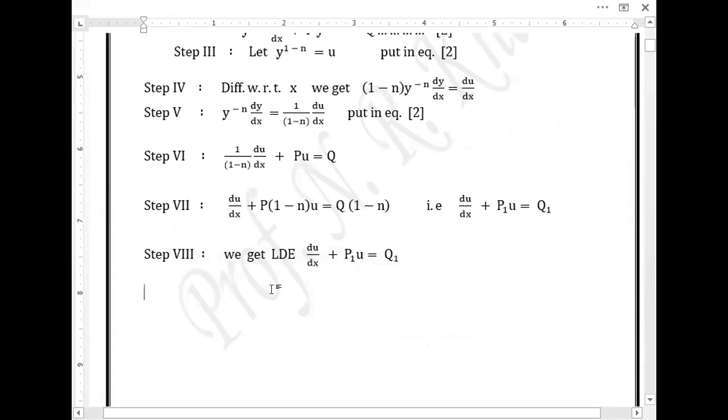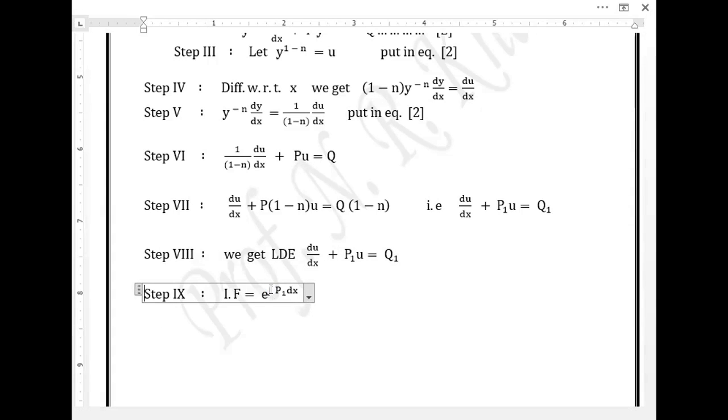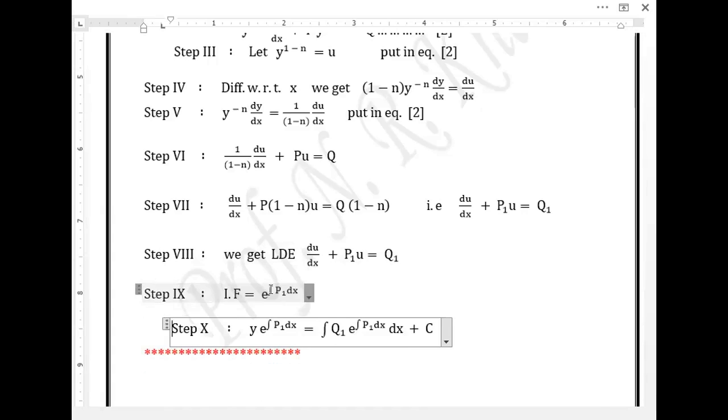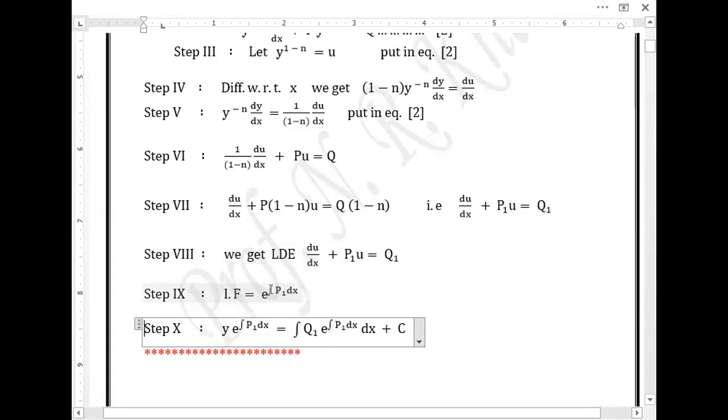We have to find its integrating factor. u is my variable in this particular example, so I have to find the integration of p1 with respect to x, and it is the index of the exponential function. So the integrating factor of this differential equation is e raised to integration of p1 dx. After finding the integrating factor, we have to find the solution.